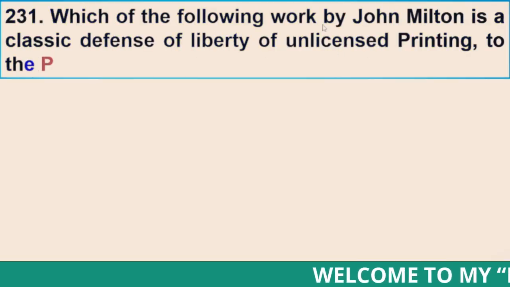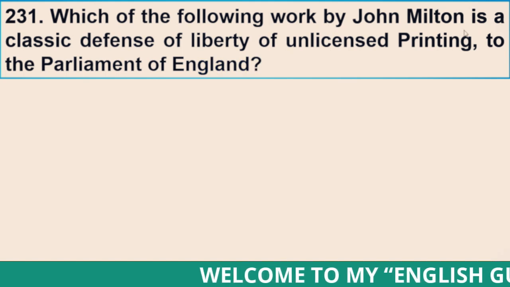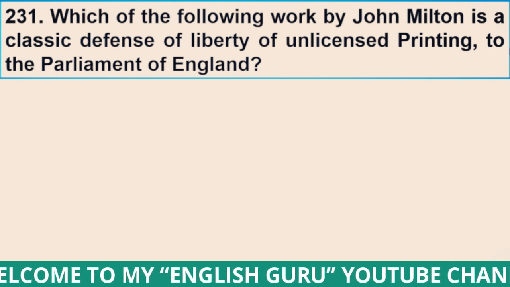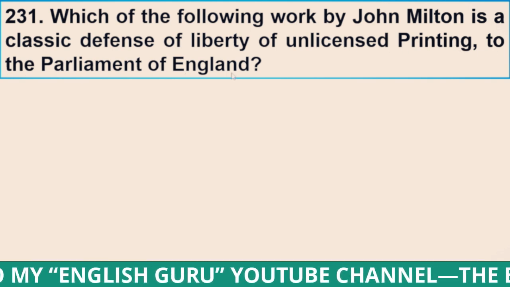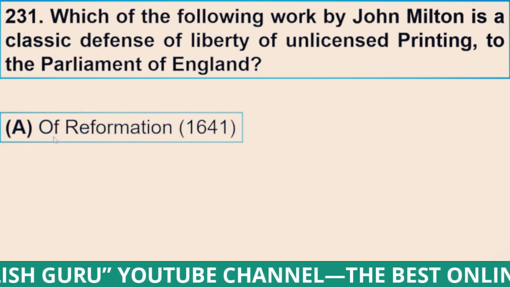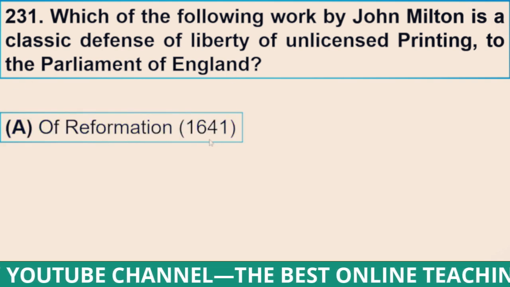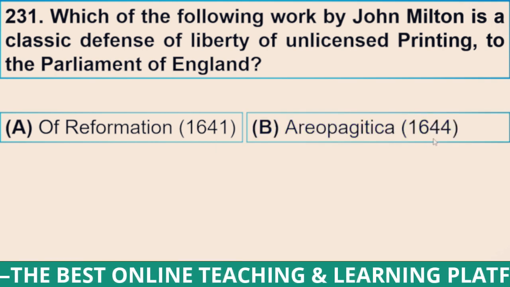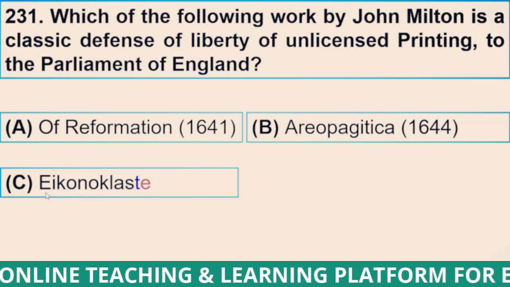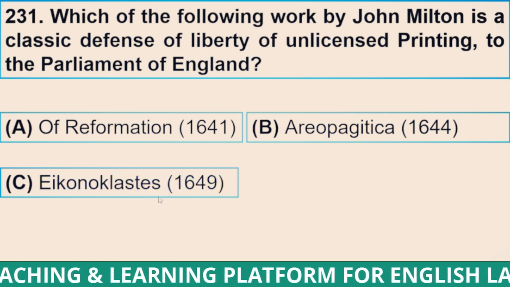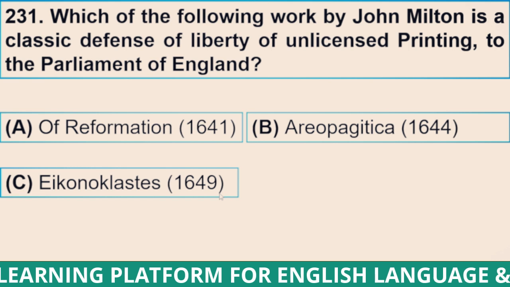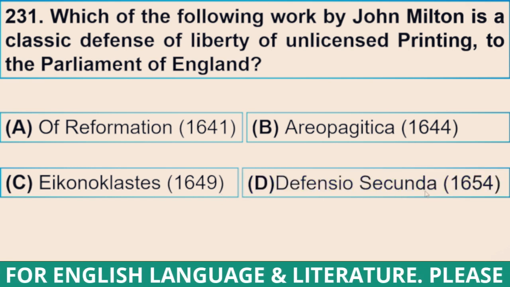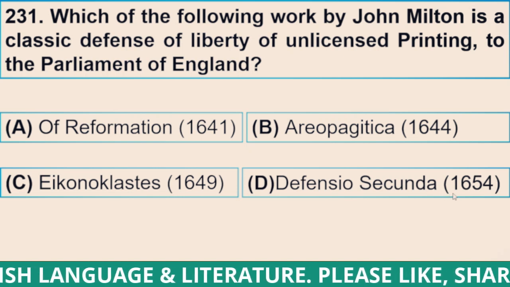Which of the following works by John Milton is a classic defense of liberty of unlicensed printing to the Parliament of England? Option A, Of Reformation, published in 1641. Option B, Areopagitica, published in 1644. Option C, Iconoclast, published in 1649. And option D, Defensio Secunda, published in 1654.